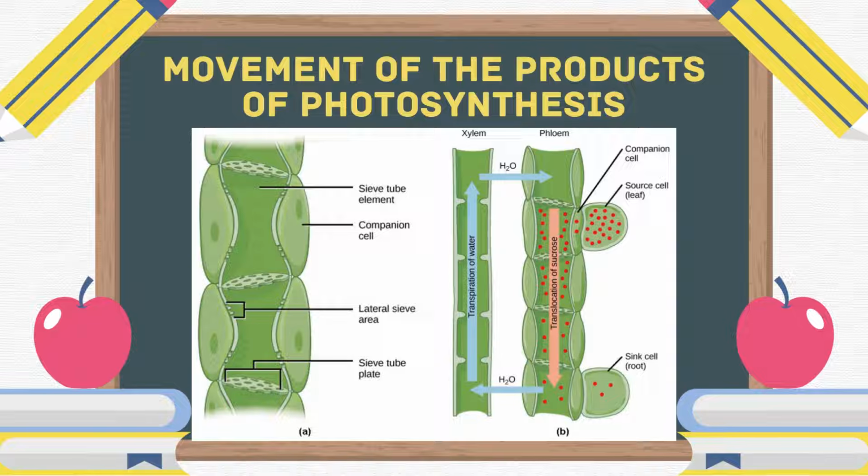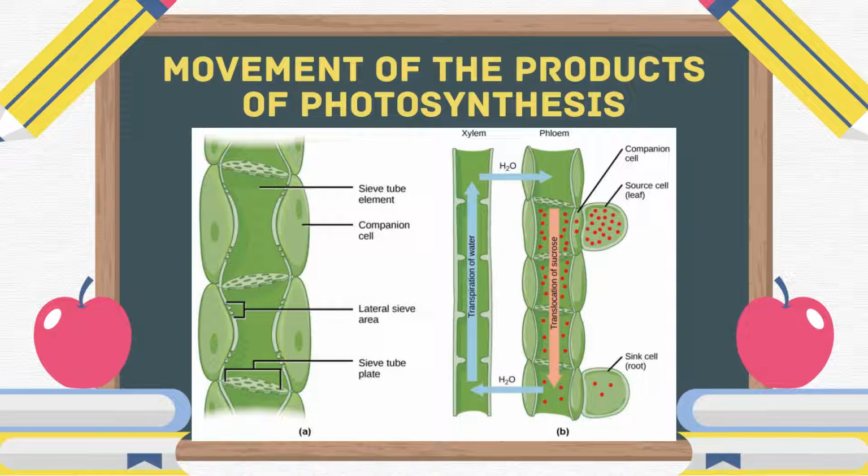So look at this picture here. Tell me what happens. The movement of products of photosynthesis. Remember, the simplest definition of photosynthesis is that plants produce their own food. So how is this food produced? This food is produced by the leaves, with the help of the phloem, from the leaves to the rest of the plant organs where it is used or stored. That's basically what happens.